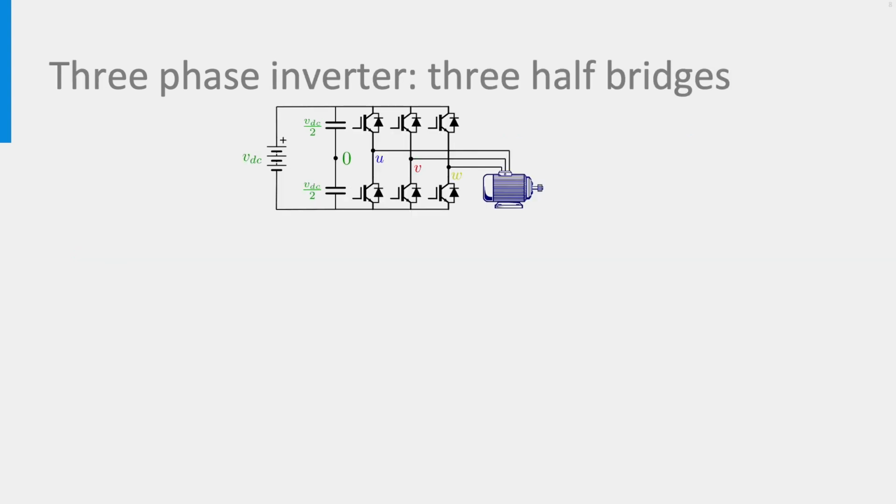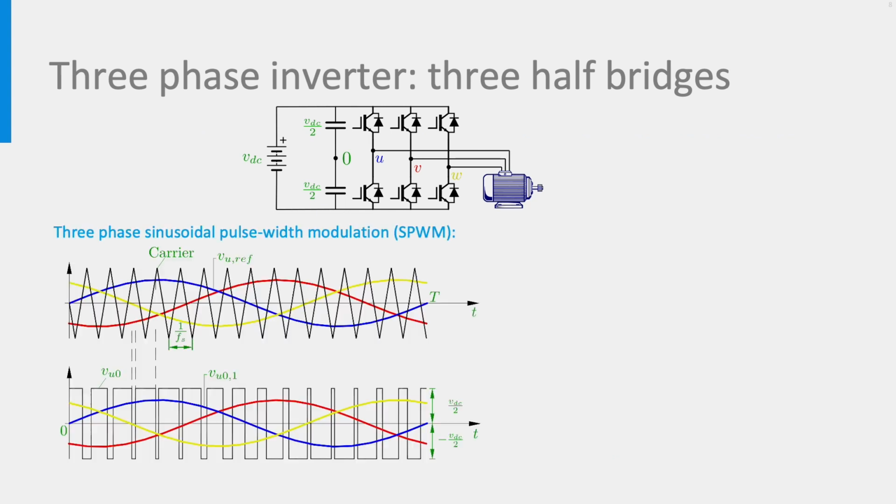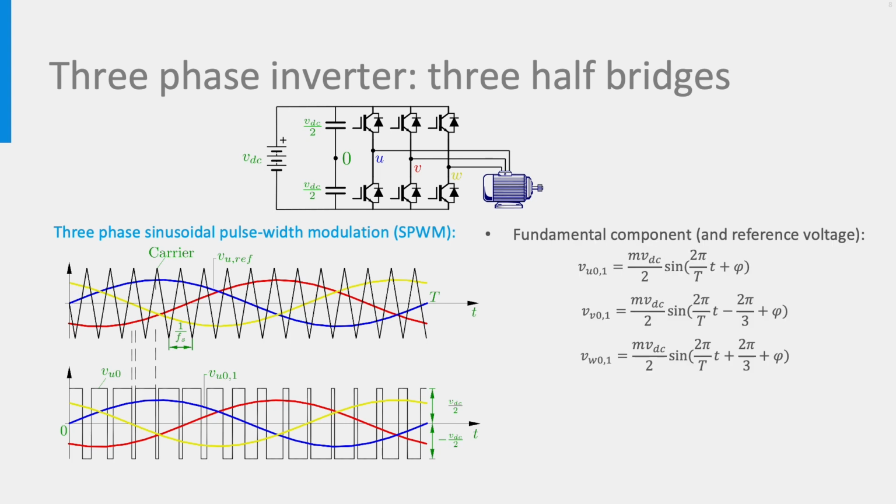A three-phase inverter can be constructed from 3 basic half-bridge building blocks. The operation is similar to the half-bridge, but now we have 3 phases instead of 1. 3 sinusoidal reference waveforms will be generated now, and the carrier waveform will be common for all of them. The fundamental components of the output voltage for each phase UVW is shown on the right.